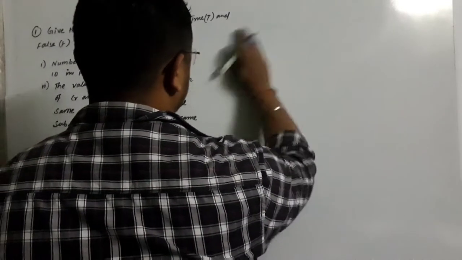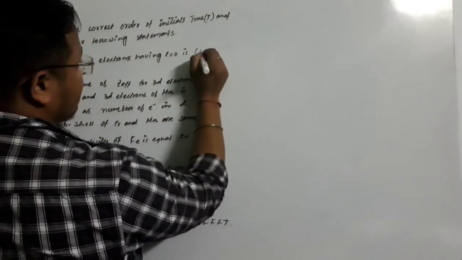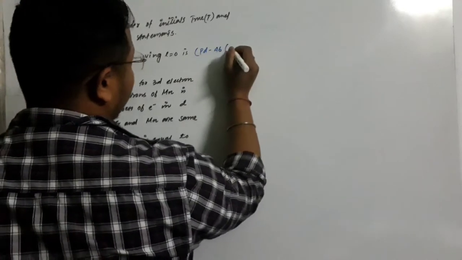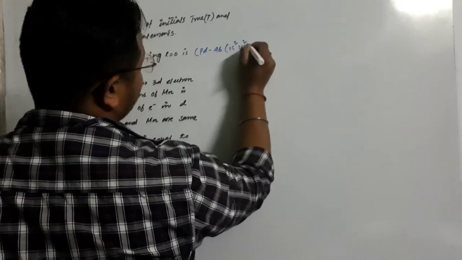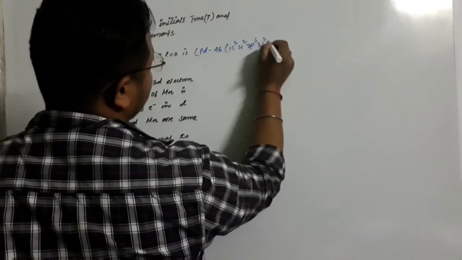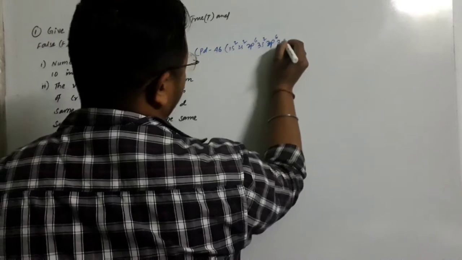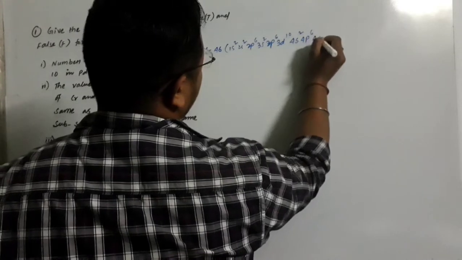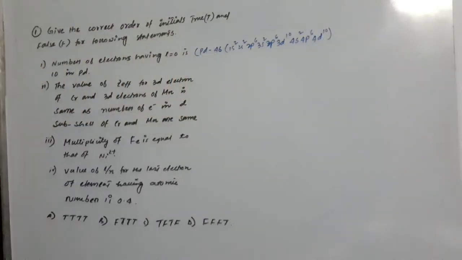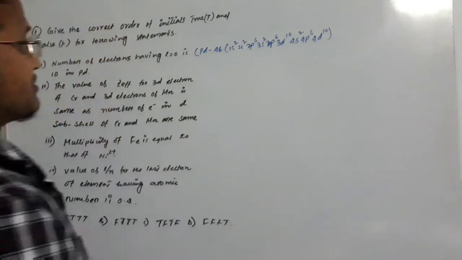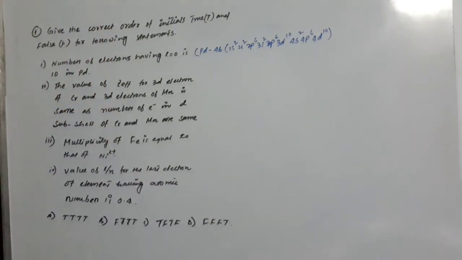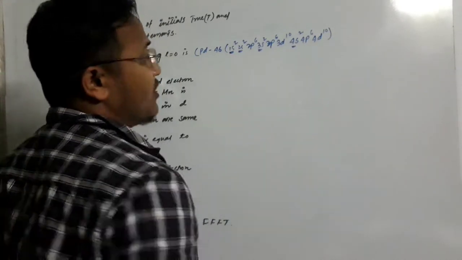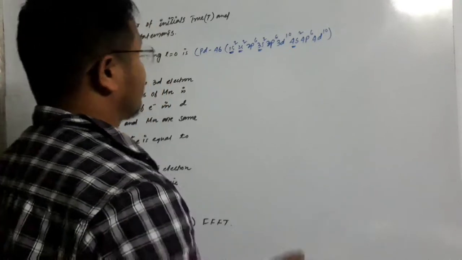We can get this when we write the atomic number of palladium, which is 46, and its electronic configuration, which is 1s2, 2s2, 2p6, 3s2, 3p6, then 3d10, 4s2, 4p6, then 4d10. So this is the electronic configuration of palladium. Now if you look at the s orbitals, these are 1s, 2s, 3s and 4s. That means only 4 s orbitals are there in palladium.